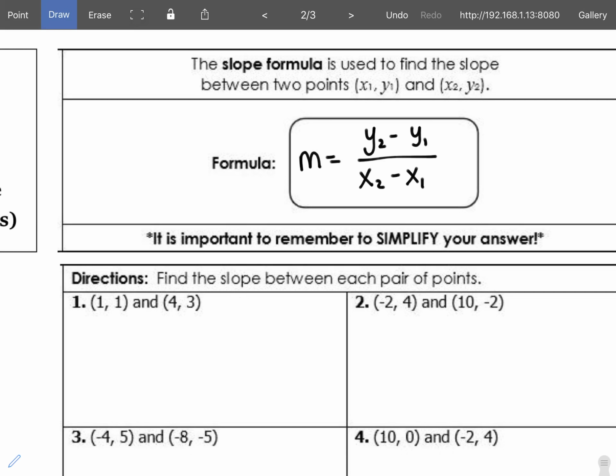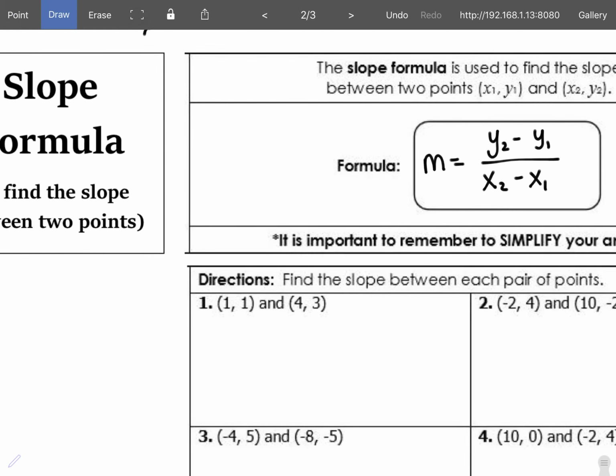All that means is your second y minus your first y over your second x minus your first x. And if you're still like, what the heck does that mean? I'm going to label these for you, okay?